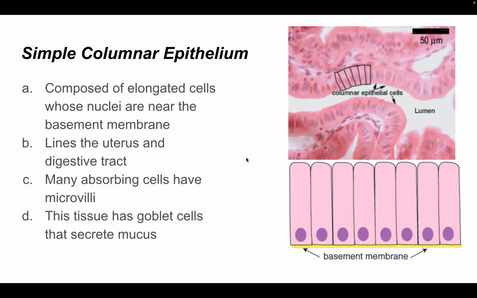Okay, so elongated cells, and the nuclei are usually near the basement layer. We find them in the uterus and digestive tract. We find them with microvilli that help us absorb nutrients during digestion. And sometimes they have goblet cells that can secrete mucus.